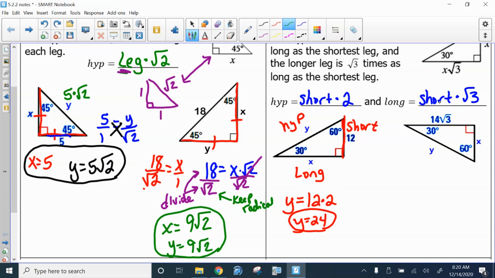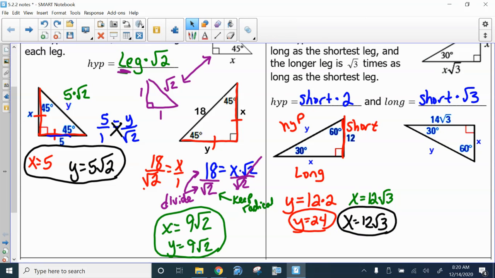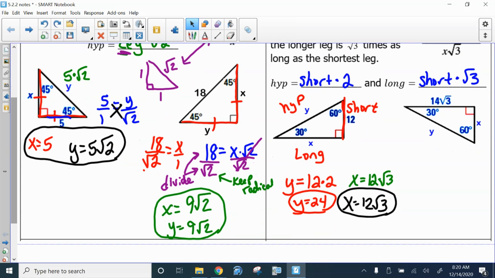If we wanted the longer leg, it's equal to the short leg times square root of 3. So the longer leg is x equals the short leg, which is 12, times the square root of 3. Well, I can't really multiply 12 and the square root of 3 because they're not like terms. So we just say x is 12 square root 3. And that one's all done. If they were both radicals, or if they both had something in common, then we could put them together. But right now we can't. So that's one way of doing it.